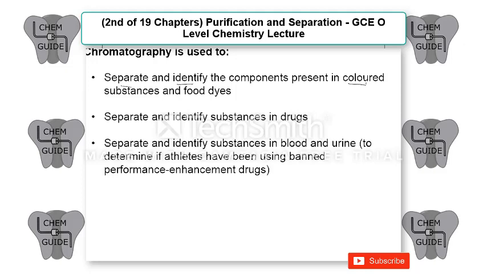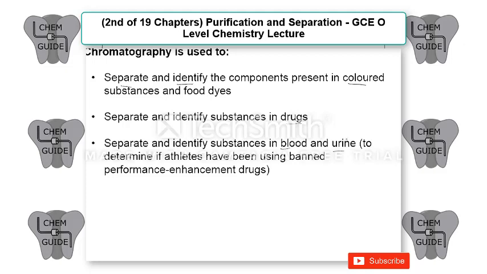But must the substance be colored? No, not necessary. We can also separate colorless substances as well. We can separate drugs into their individual components to see what is inside the drug. We can separate stuff such as blood, urine.